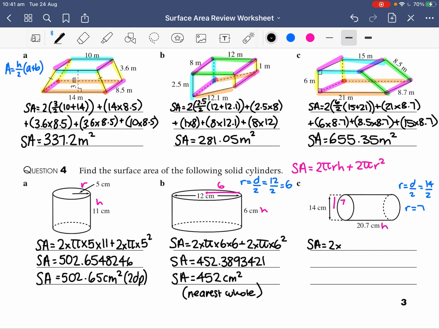So our surface area will equal 2 times pi times our radius of 7 times our height of 20.7 plus 2 times pi times our radius squared, so 7 squared. So put this into your calculator, you get surface area equals 2 times pi times 7 times 20.7 plus 2 times pi times 7 squared, gets us an answer of 1,218.30961. So our surface area equals 1,218.3 centimeters squared, and that's to 1 decimal.